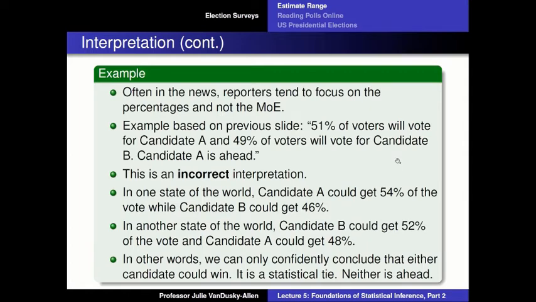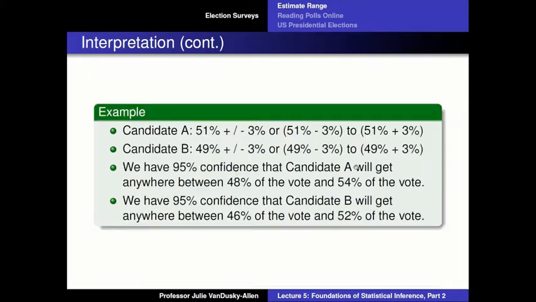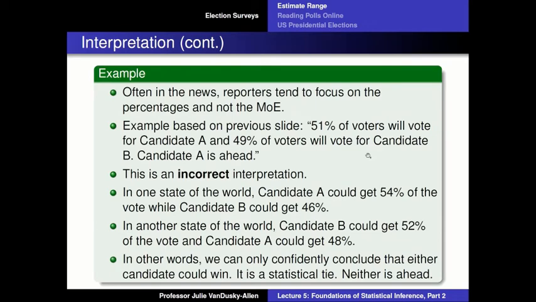Often in the news, reporters tend to focus on the percentages and not the margin of error. So here's an example based on this. Imagine the news headline said 51% of the voters will vote for candidate A and 49% of the voters will vote for candidate B. Candidate A is ahead. This is an incorrect interpretation.